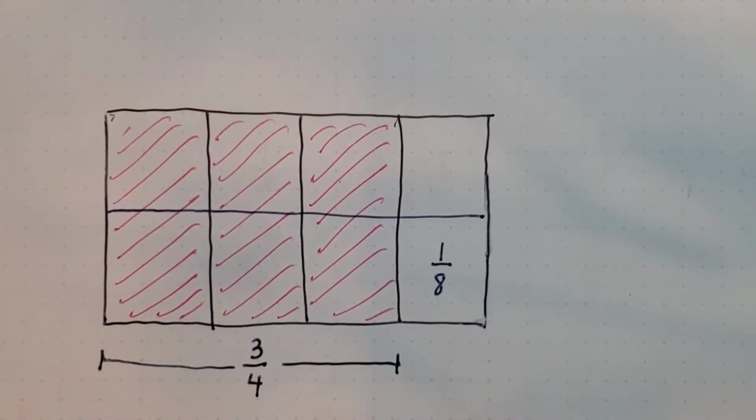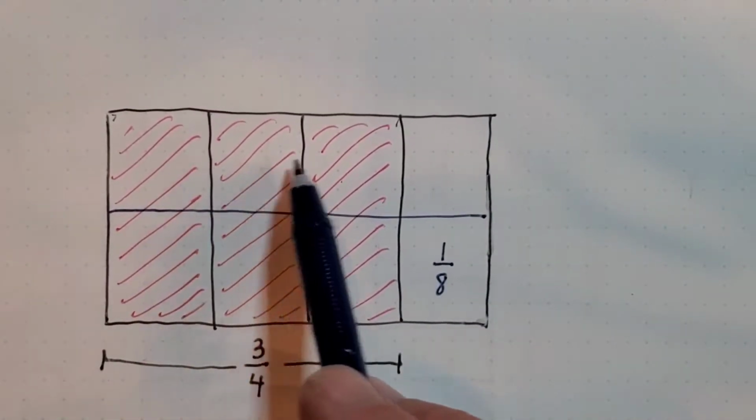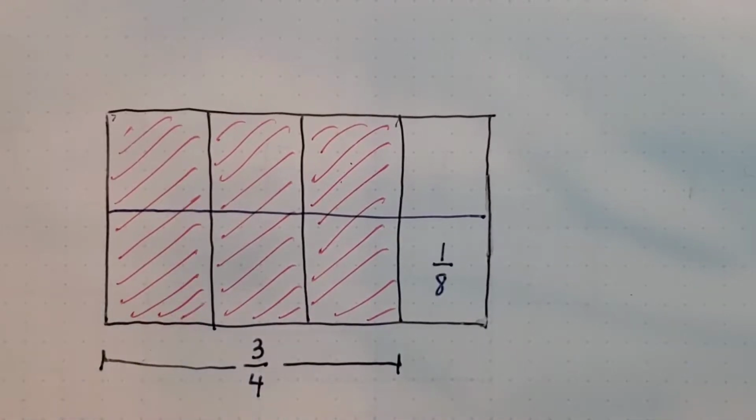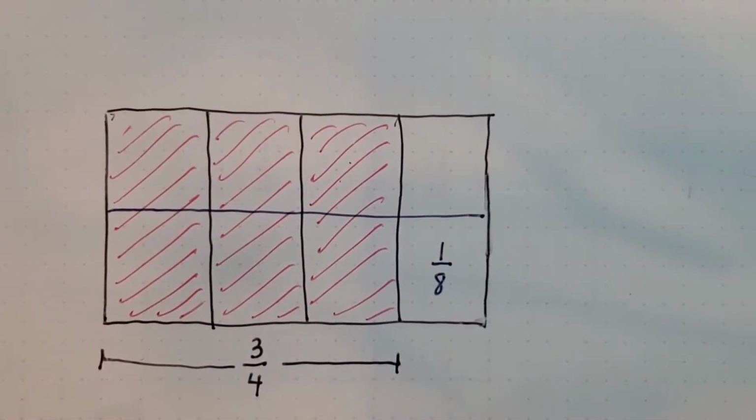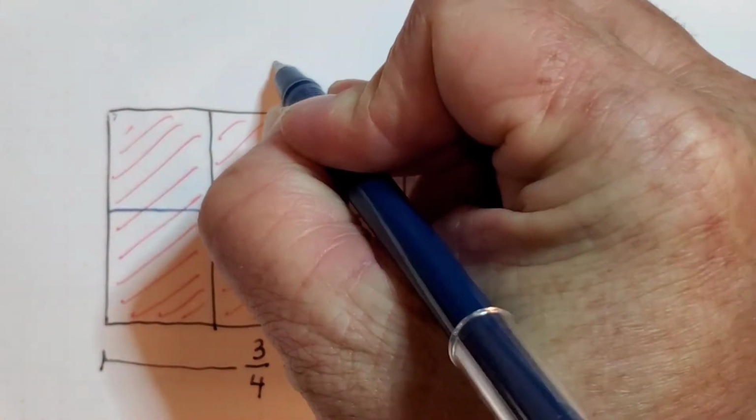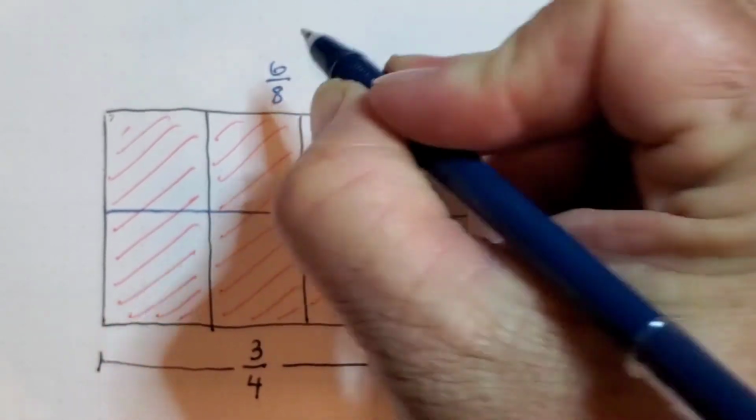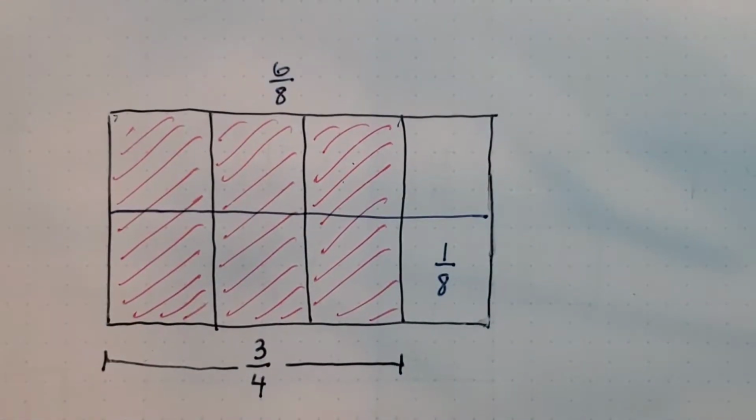So how much is shaded? Well, I have 1, 2, 3, 4, 5, 6 of those 1/8 size pieces shaded, which gives me 6 of those 1/8, or 6/8.